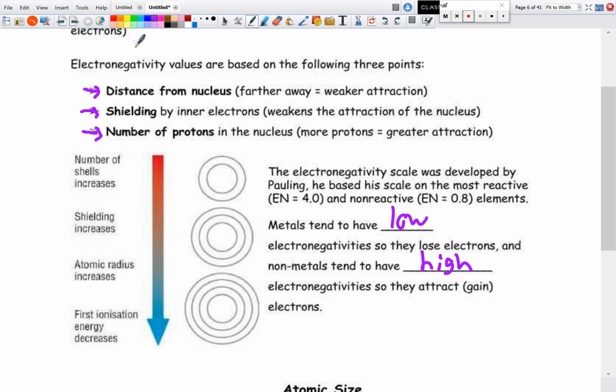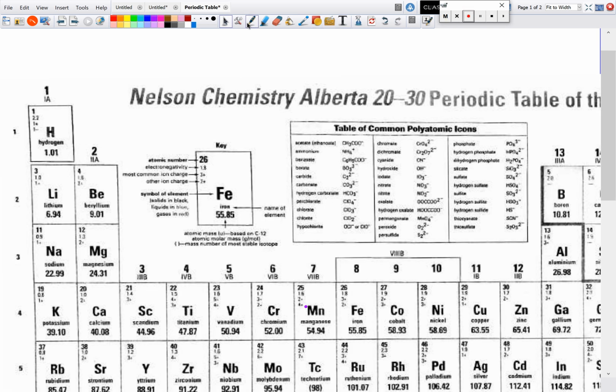Now you're probably wondering, where do I find the electronegativities? Well, you're going to find those on your periodic table. If you look at your periodic table, the number right below the atomic number, that's your electronegativity. So lithium has an electronegativity of 1.0. Beryllium has an electronegativity of 1.6. Boron is 2.0, and so on. So you should be able to see those on your periodic table, and that is the electronegativity.